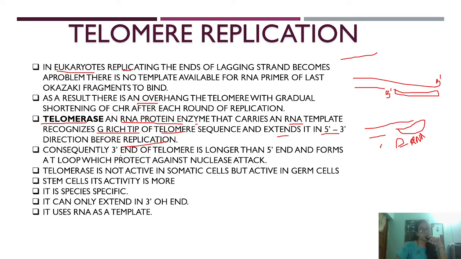Consequently, the 3' end of the telomere is longer than the 5' end and forms a loop which protects against nuclease attack.